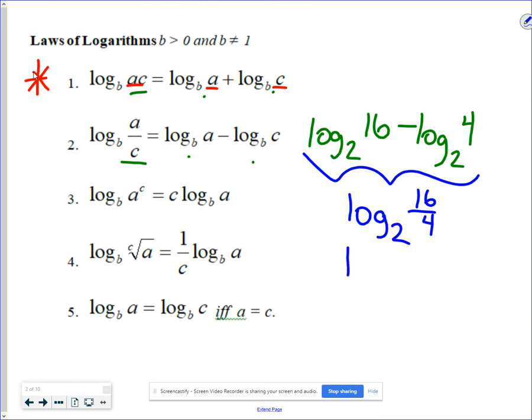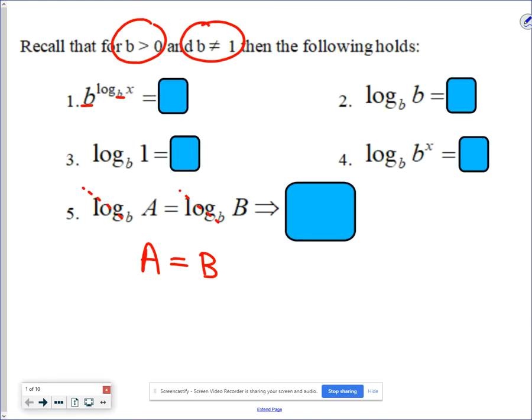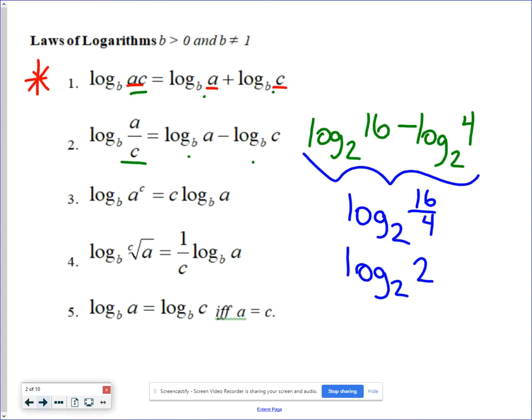16 divided by 4 is just 4. So that'll be log base 2 of 2. And we can simplify that further, because that's one of the rules that we just went over. That's this rule right here. You got log base b of b. What did that equal? That equaled 1. So if we go back to this one, log base 2 of 2 would be 1.